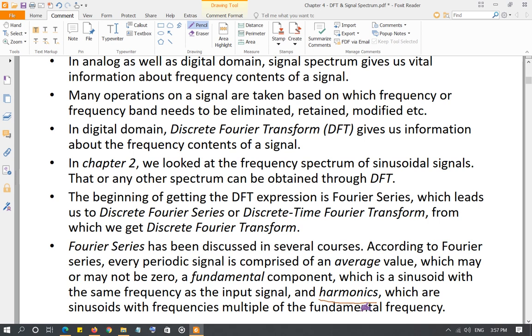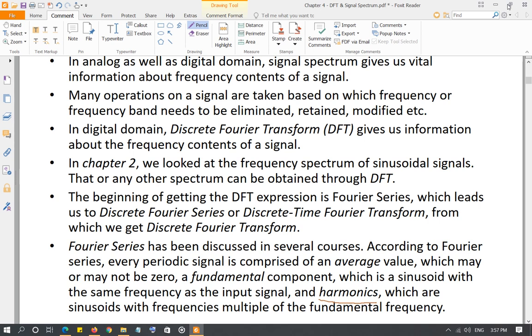Again, we're not going to go into the derivation of the Fourier series of different signals. That's not the intention in this chapter. I'm introducing the Fourier series here because this is the basis of the discrete Fourier transform in the discrete domain, in the digital domain.